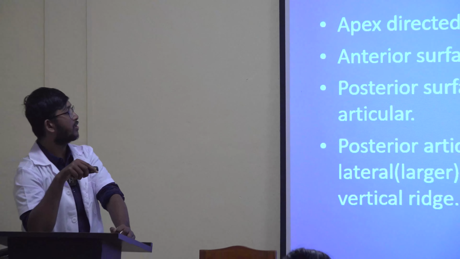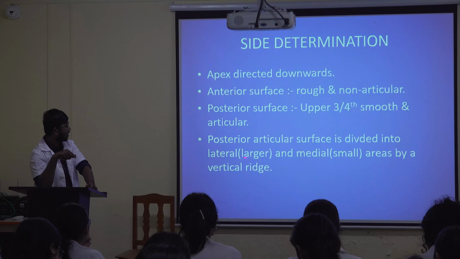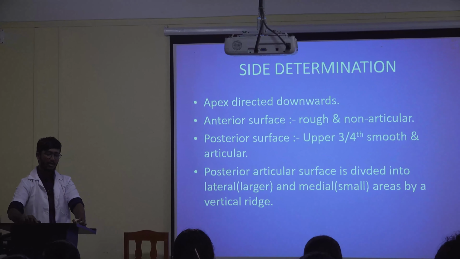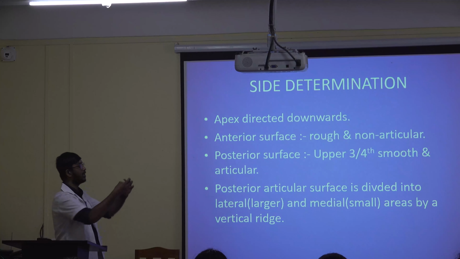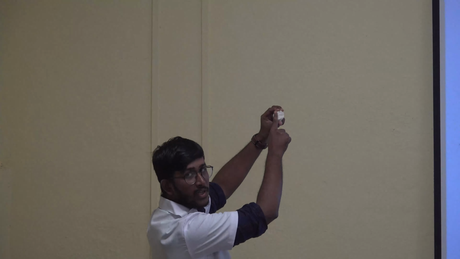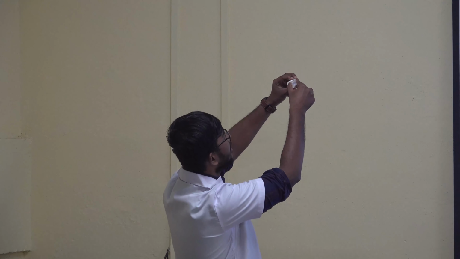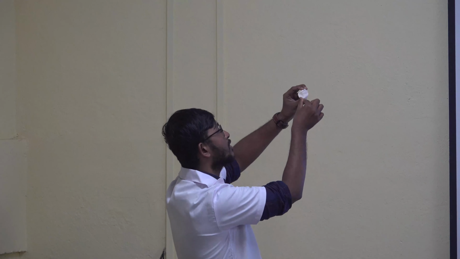So the apex is directed downwards, anterior surface rough and non-articular, posterior surface upper 3/4 smooth and articular. Posterior articular surface is divided into lateral larger and medial small areas by a vertical ridge. Just adjacent to the medial surface, you can appreciate another small medial surface, the most medial surface. You are seeing one depression-like structure just adjacent to this. This is the most medial surface.